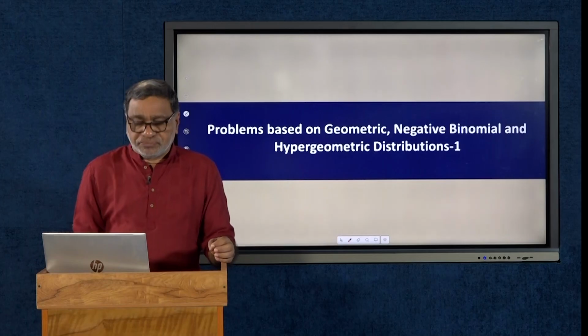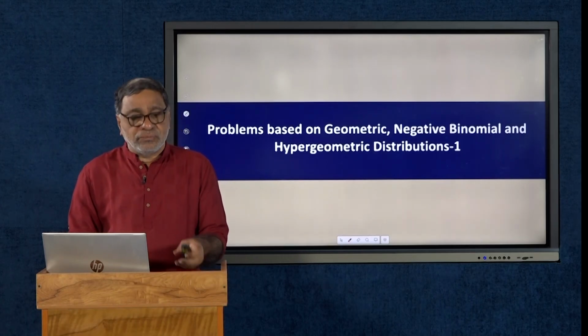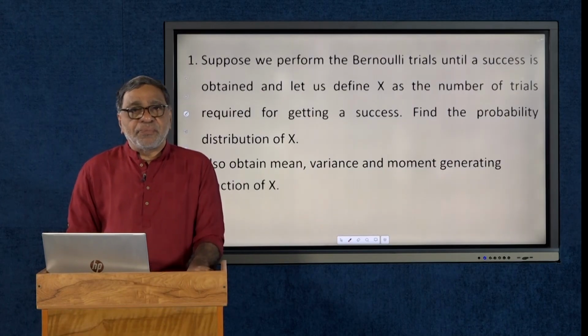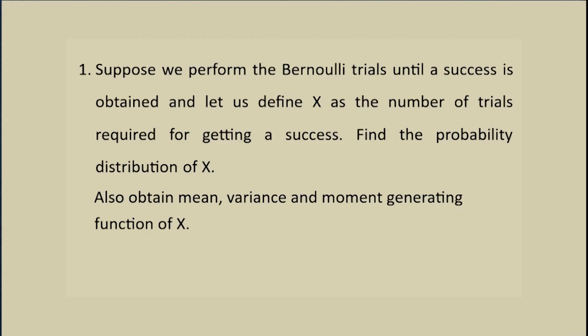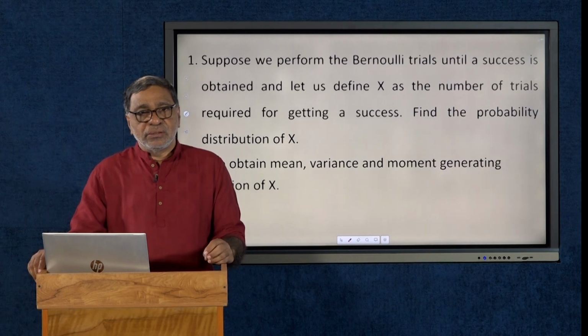So, consider a problem like this. Suppose we perform Bernoulli trials until a success is obtained, and let us define x as the number of trials required for getting a success. And the problem is to find the probability distribution of x and also obtain the mean, variance and moment generating function of that random variable.